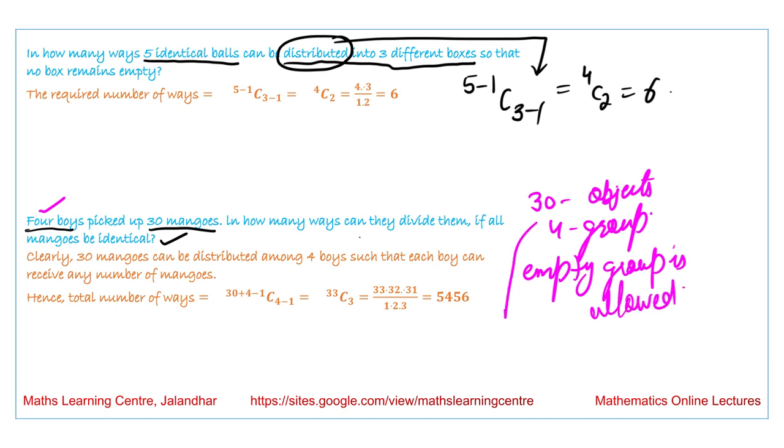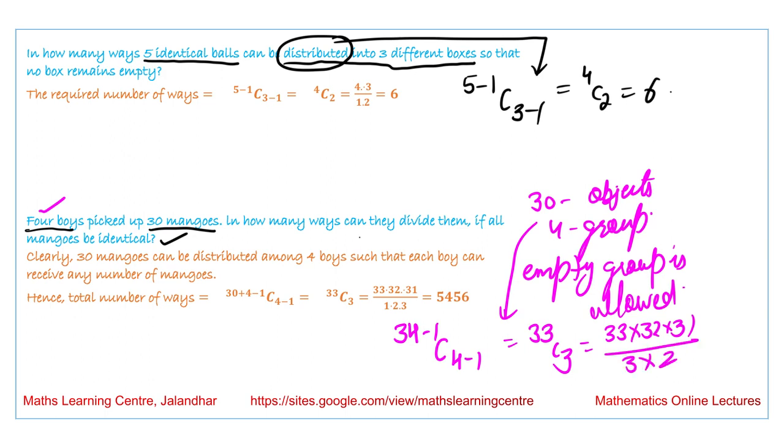The answer in this case we know is 30 plus 4 minus 1 C 4 minus 1, that is equal to 33C3, that is equal to 33 into 32 into 31 divided by 3 into 2. On solving this, we obtain the total number of options, which is 5456.